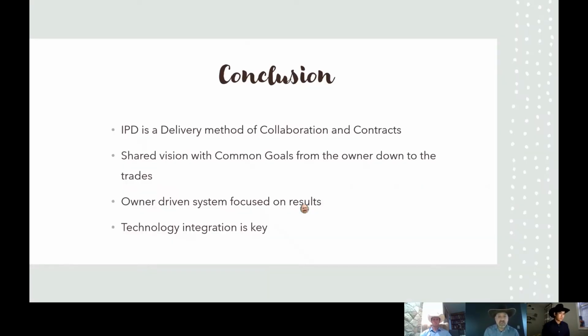So in conclusion, the IPD is a delivery method of collaboration and contracts. It has a shared vision and common goals from the owner down to the trades. And it's an owner-driven system focused on results, and technology integration is key for success.